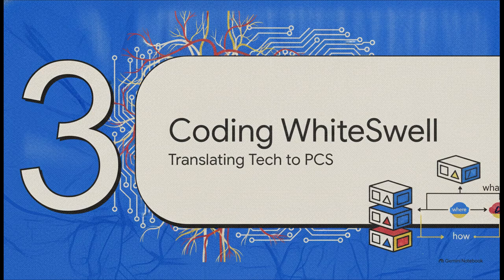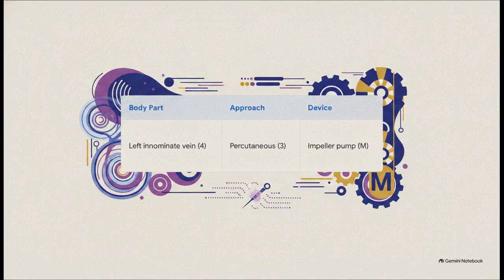All right, Section 3. Coding the WhiteSwell procedure, translating tech to PCS. Let's see how this maps out. Now, what's really interesting here is that this procedure actually requires two separate codes. First up is the insertion of the device, which brings us to table X2H. Let's mentally chunk this insertion code together.